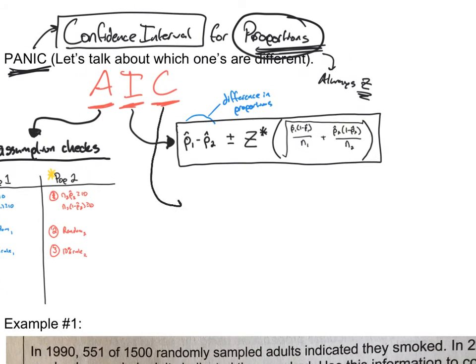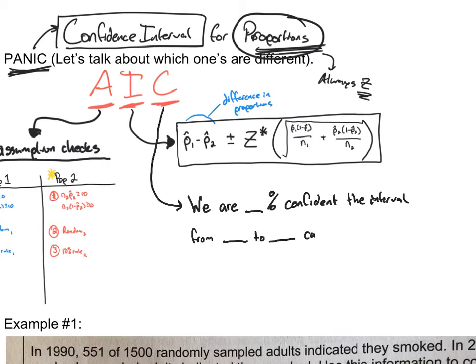And then conclusion. Guys, I think we know this one, right? It's we are blank percent confident the interval from blank to blank captures the true difference in proportions in context. All right, just finish it off with some context there.